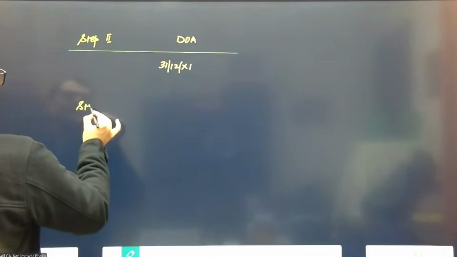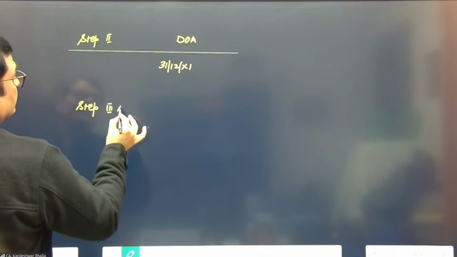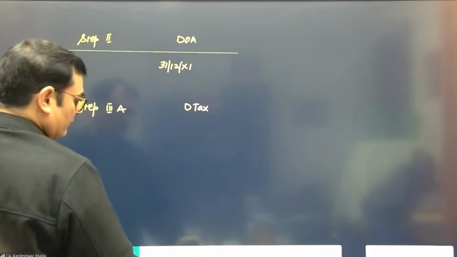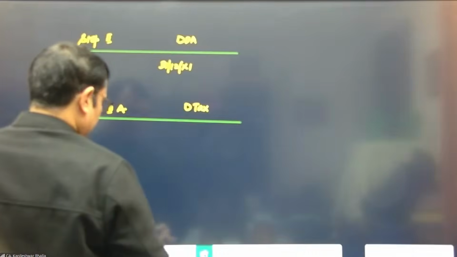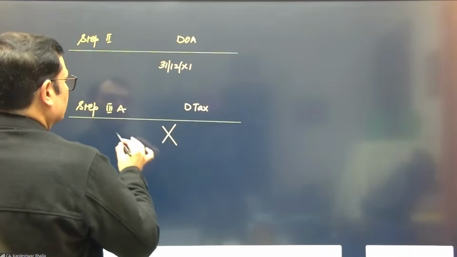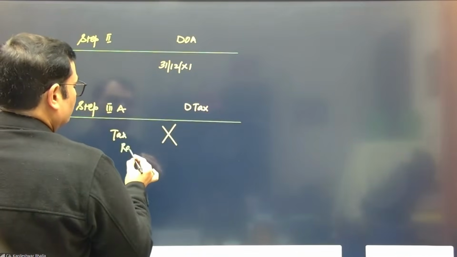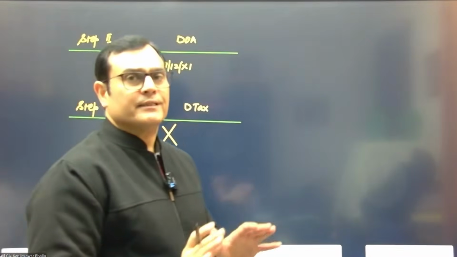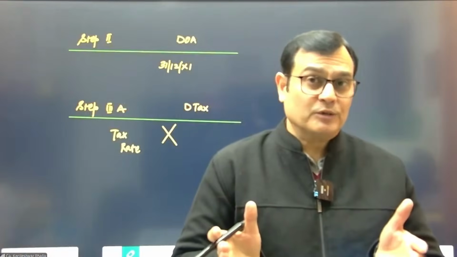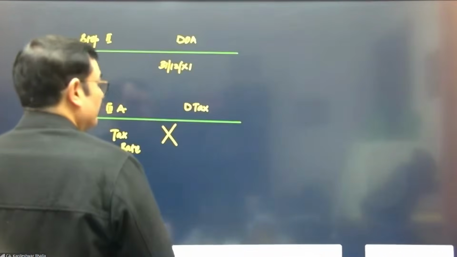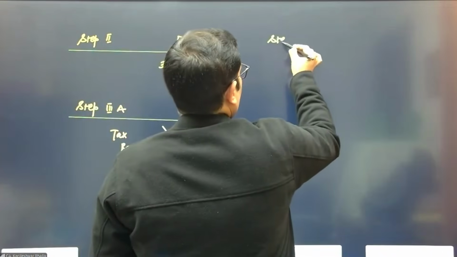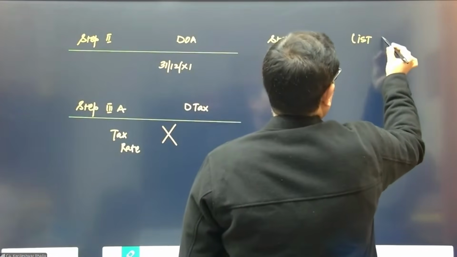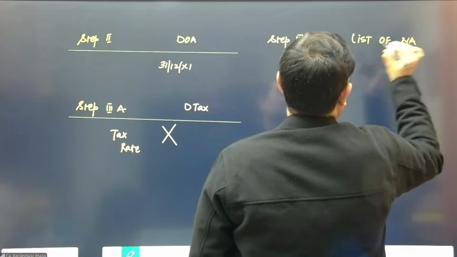Then we go on to step number three. In this case, can I say that step number three, deferred tax, is not required, correct? Nowhere in the question am I given any information on a tax rate. Since no information on a tax rate is given, we don't need to apply step 3A in this case. We can now directly go to step 3B, get the list of the net assets.